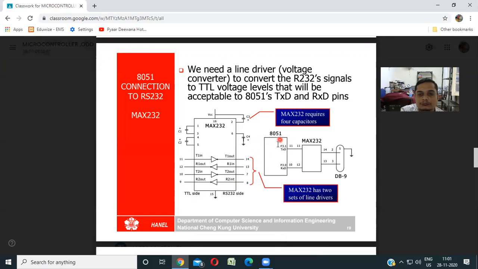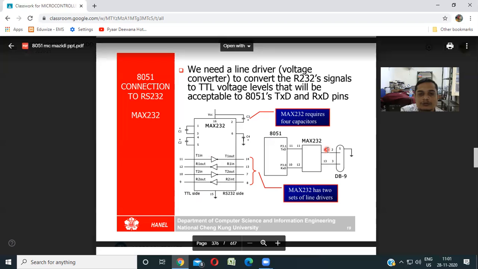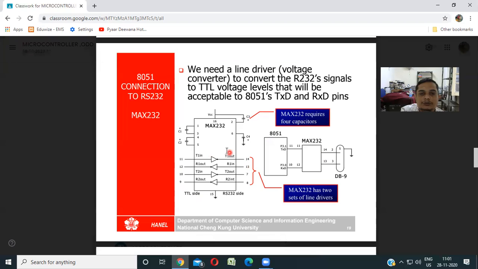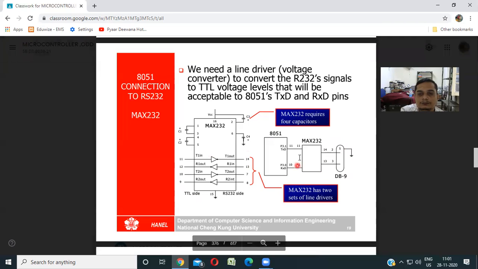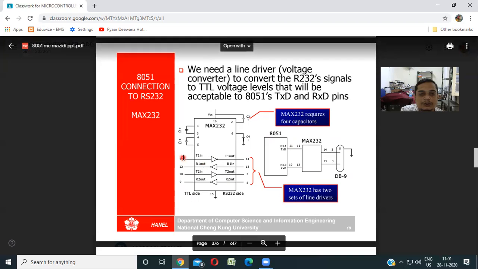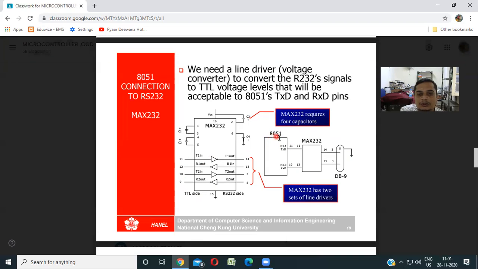Here you can see the 11 and 10 connection, and here you can see 14 and 13. This is pin 14 and this is pin 13 of the MAX 232. So 14 and 13 are used to connect to the RS232. Pins 11 and 10 are used to connect to the microcontroller 8051. This is the TTL logic.